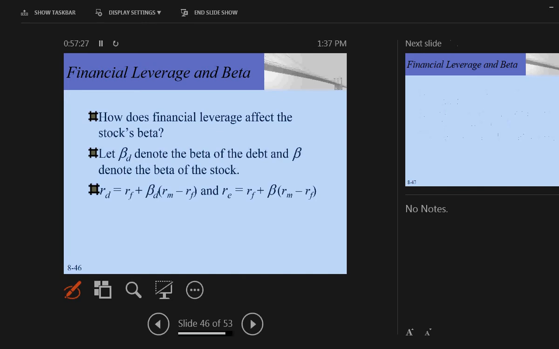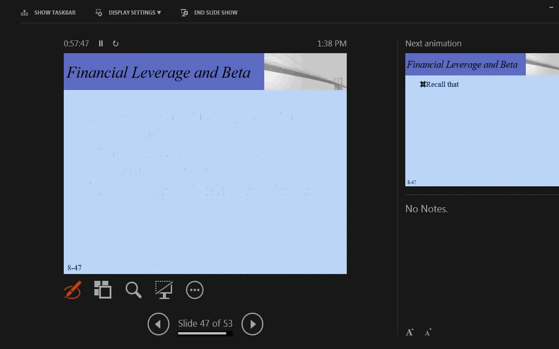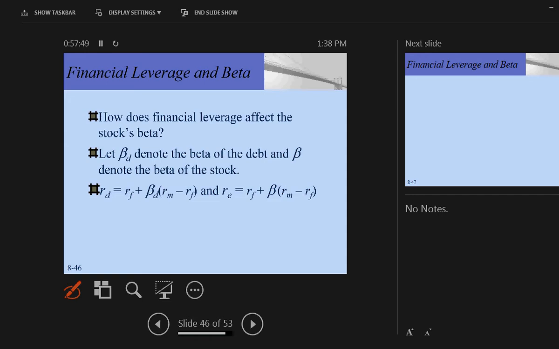That being said, we can apply CAPM to both of these assets. The return on the debt is going to be the risk-free rate plus beta on the debt times the market price of risk. The return on equity is going to be the risk-free rate plus beta on equity times the market price of risk. So keep these two equations.